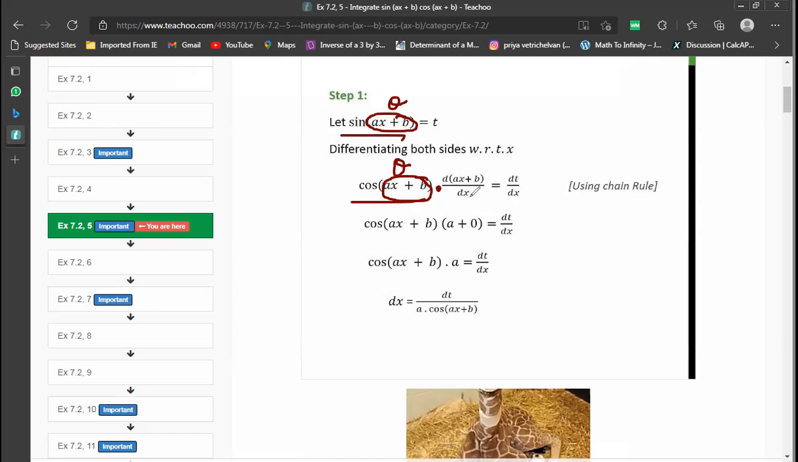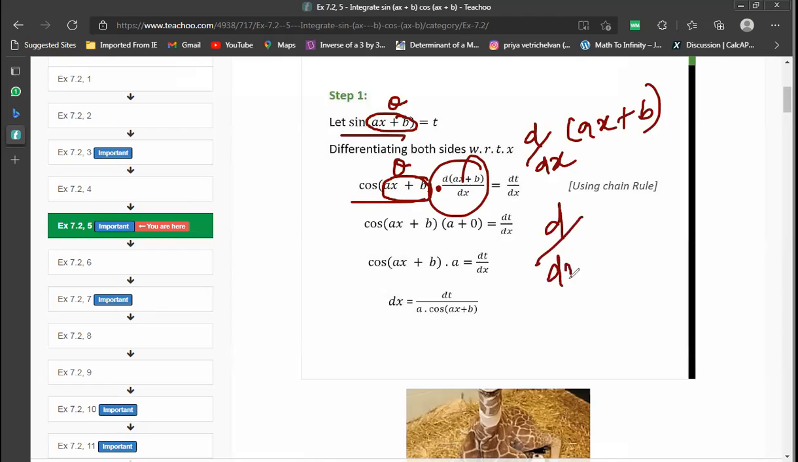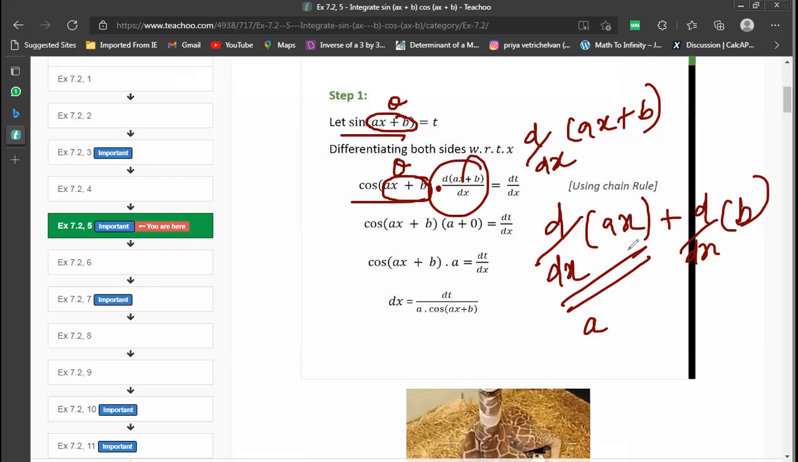So it's d by dx of theta. What is theta? It's ax plus b. So d by dx of ax plus b can be written as d by dx of ax plus d by dx of b. We are differentiating with respect to x, isn't it? So a is considered to be a constant. You'll have a. Differentiation of x is nothing but 1. And what is differentiation of b with respect to x? It's 0. So the answer is a only. Differentiation of ax plus b is a.